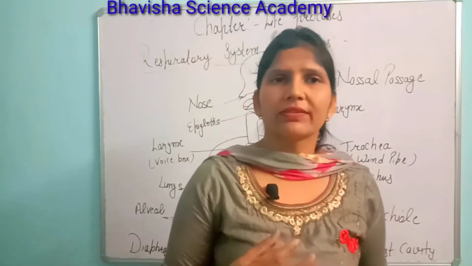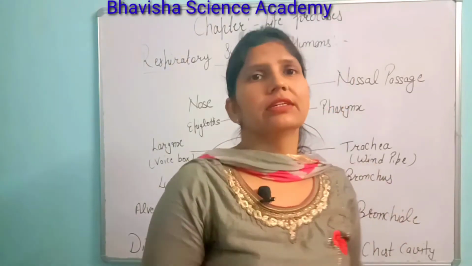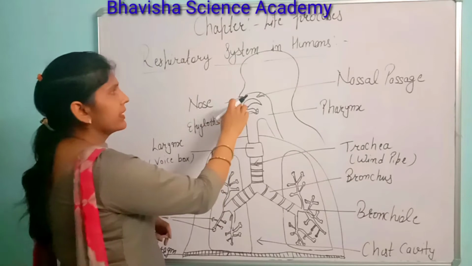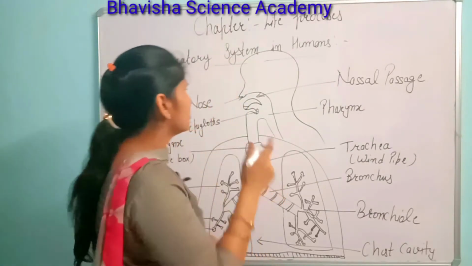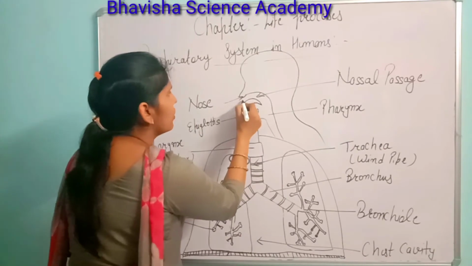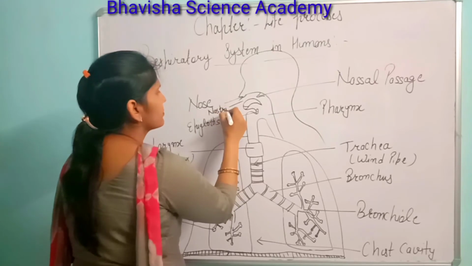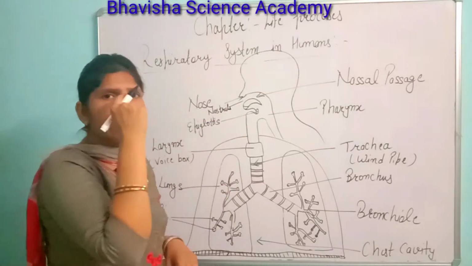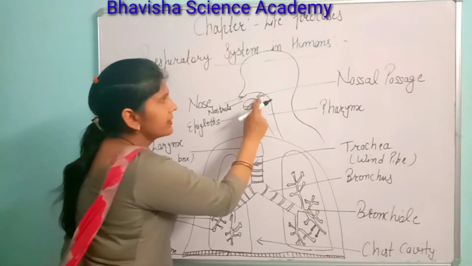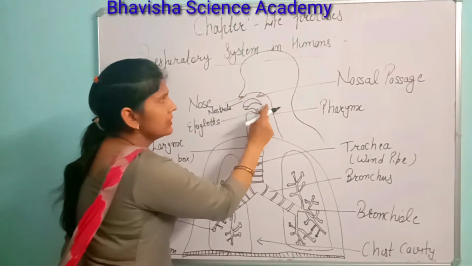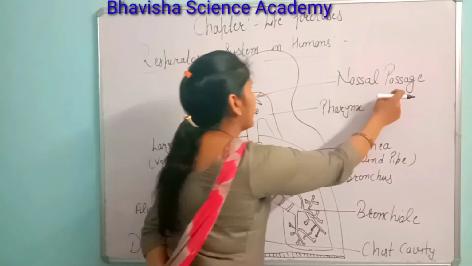Firstly, in humans, we take the oxygen from our nose. There is one nose, and in it there are two holes. Those two holes are known as nostrils. Firstly, air passes from the nose through the nostrils. There is a way to pass the air. That way is known as the nasal passage.